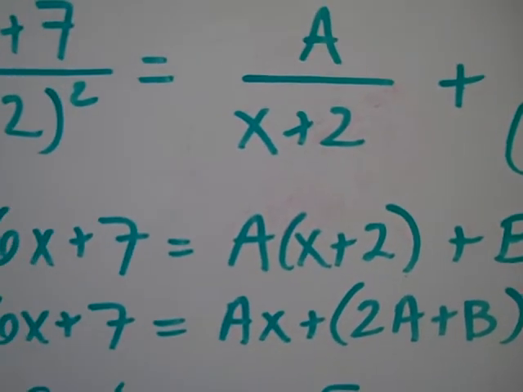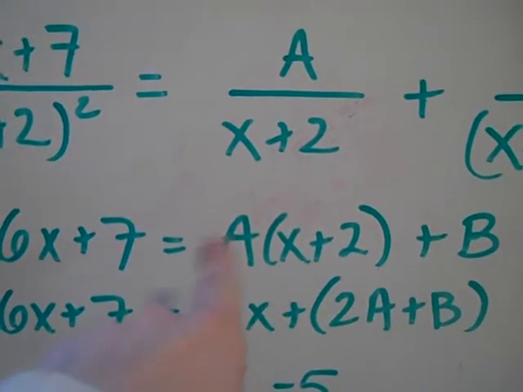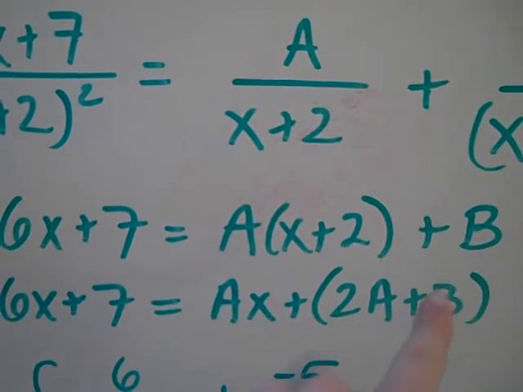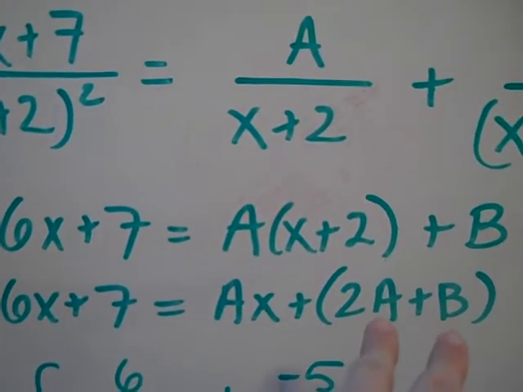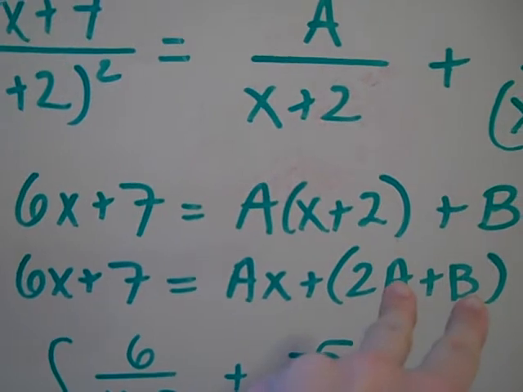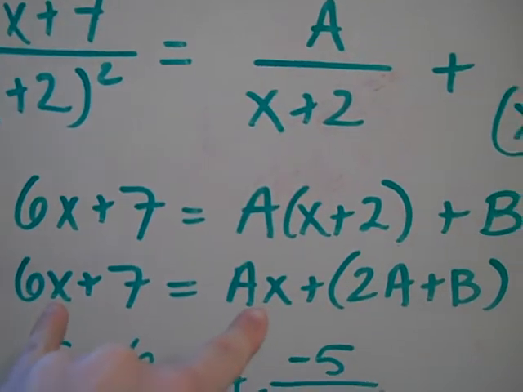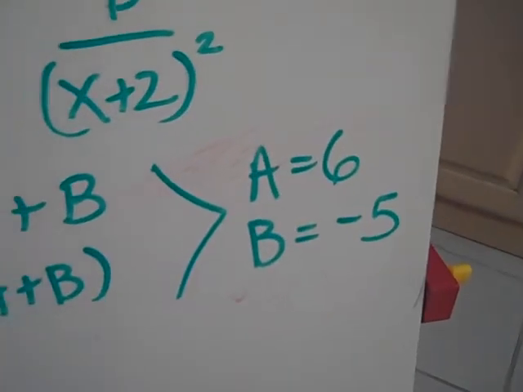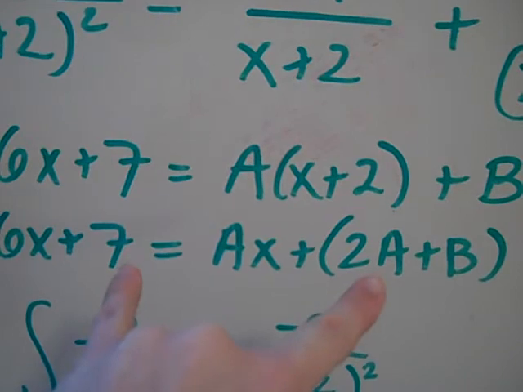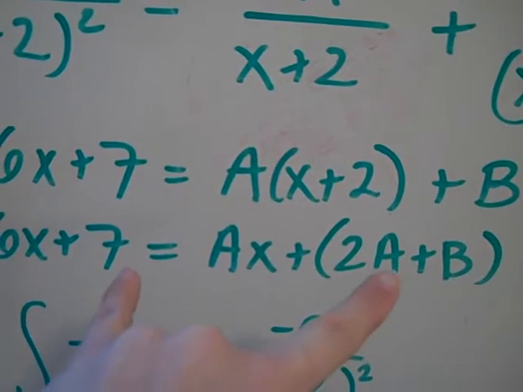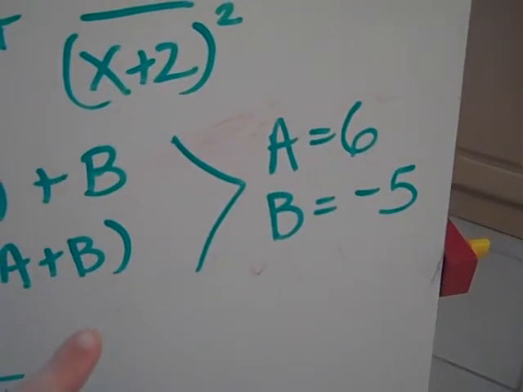I will factor or distribute and rearrange. So I have Ax plus 2A plus B. I only have 1 term that goes with the x. I have 2 terms without an x. So this one's kind of even easier. My 6x and my Ax go together, so A is going to be 6. And my 7 and my 2A plus B go together. And since A was 6, B is going to be -5.